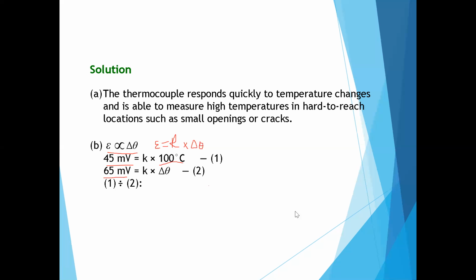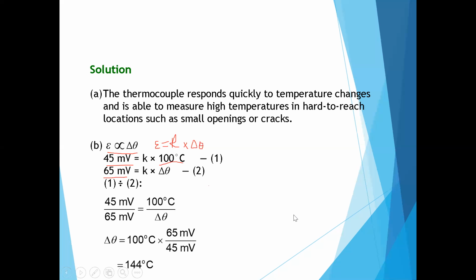Then what do we do? You are going to again use ratio. At 45 it's 100 degrees Celsius, and at 65 it's delta theta. You don't know the change, so delta theta becomes 144 using this. How did you do that? At 45 millivolts the change in temperature was 100. At 65 millivolts the change in temperature you did not know. Now the change in temperature is 144 degrees Celsius.